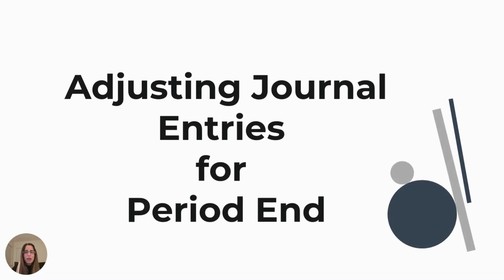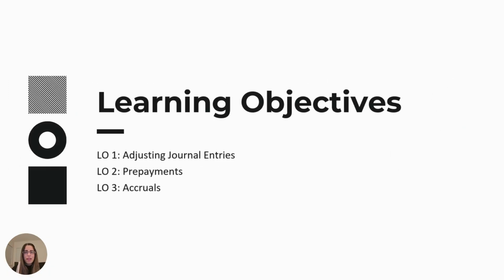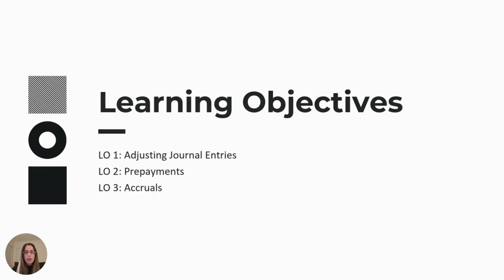So today we're going to talk about adjusting journal entries for a period end. Our learning objectives are to talk about what exactly are adjusting journal entries, and then we'll go into two specific types, prepayments and accruals.